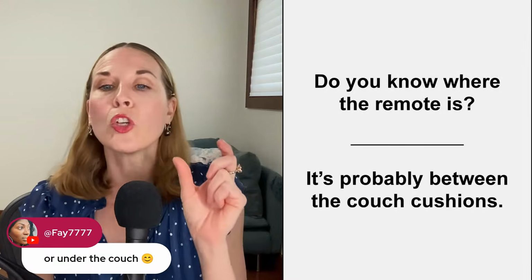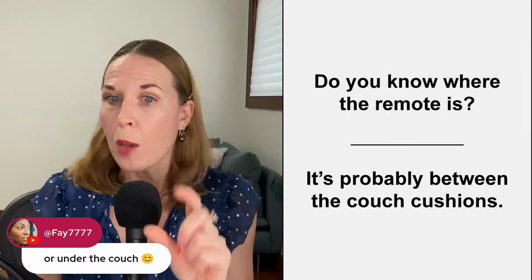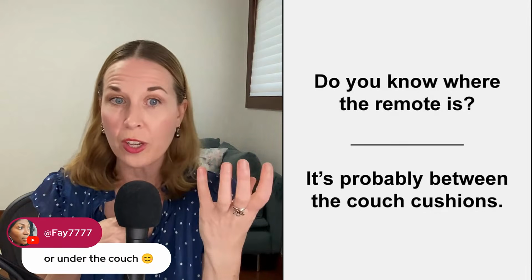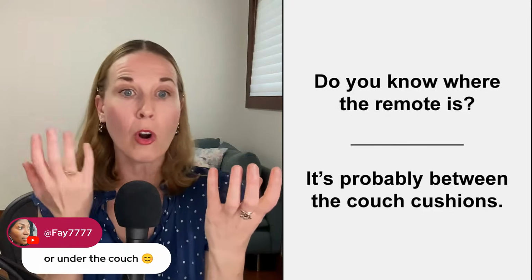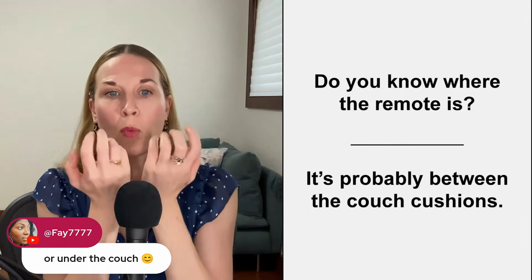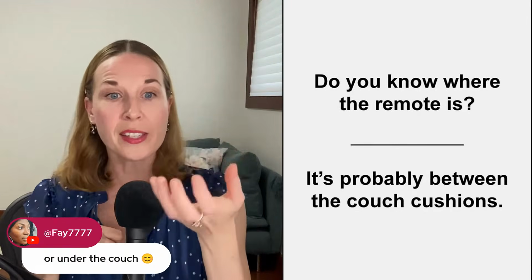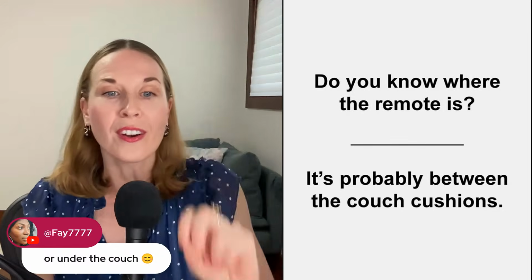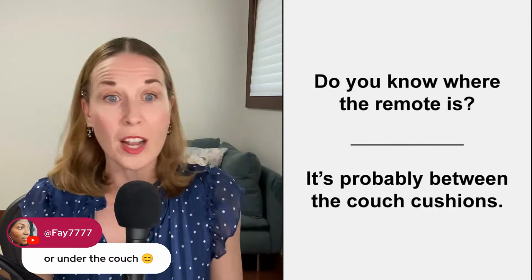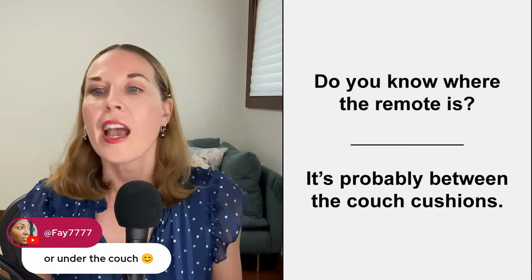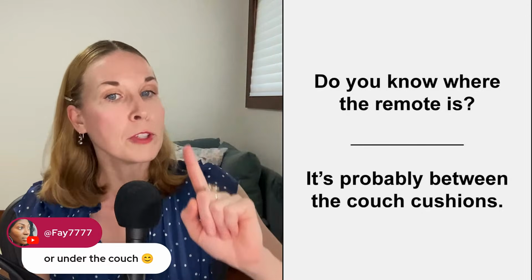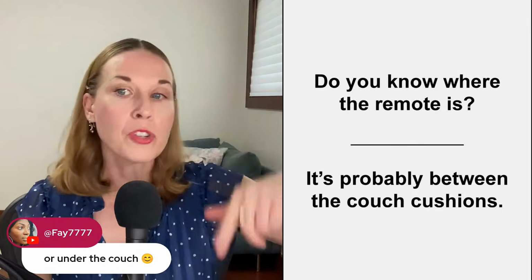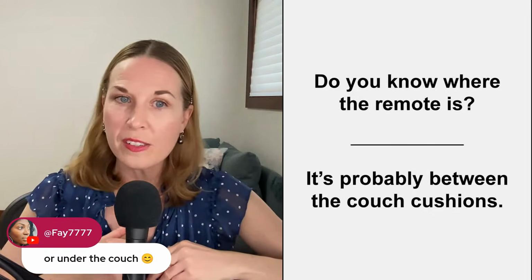Now, notice here, you have to use cushions because it's not between the couch, because then it would be an entire couch. And then there would have to be another object. And then the remote would be there. But this is the couch. And then you have the cushions. But definitely under the couch. That's a good place to check. So you could ask, have you checked? Have you checked under the couch? Have you checked between the cushions?